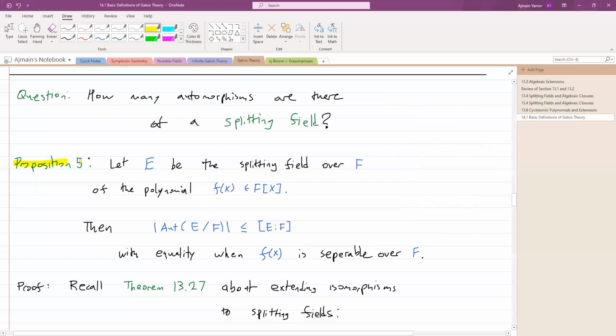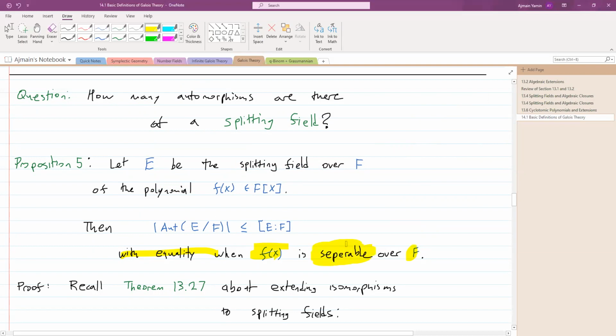So proposition 5: let E be the splitting field over F of the polynomial f(x) with coefficients in F. Then the number of automorphisms of E fixing F is at most the degree of the extension E over F. And it's equal when f(x), the polynomial, is separable over F, which is most of the time.